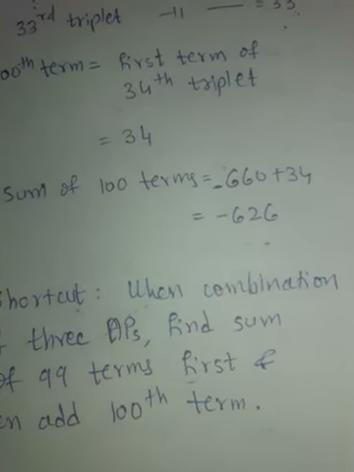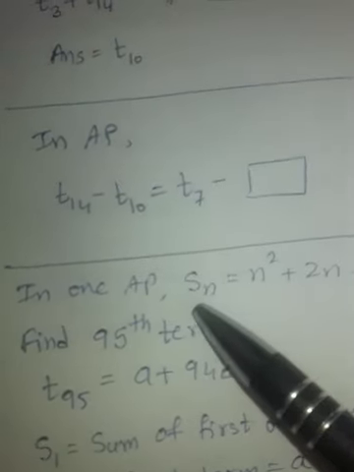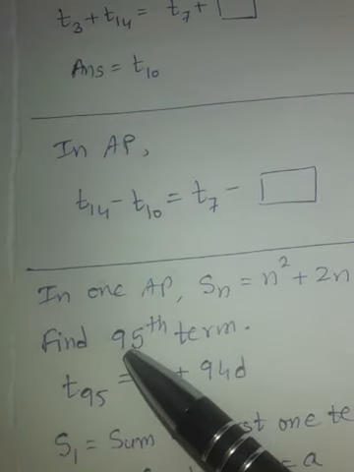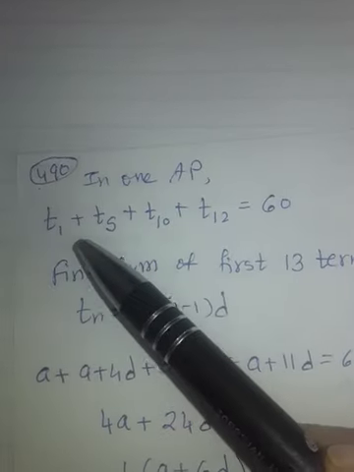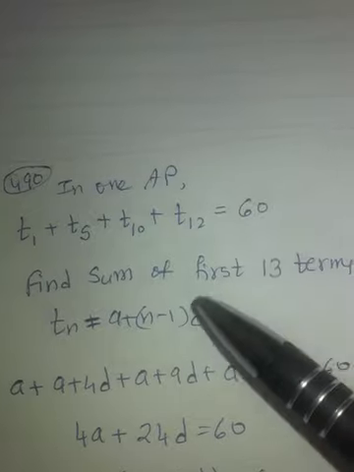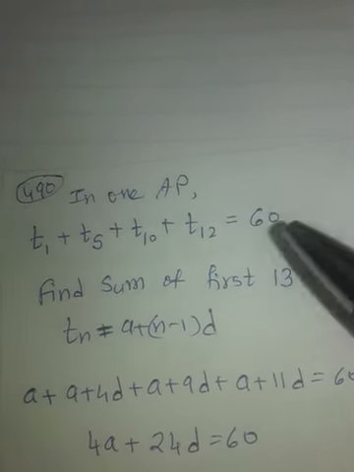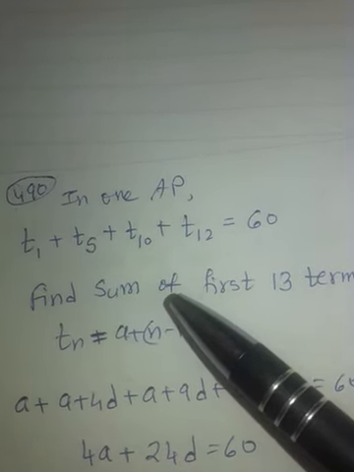In the next part again we are going to solve a few twisted examples like this, where Sn will be given in the form of a function of n and then you find the 95th term, or examples like this where you will be given the sum of a few terms and you will be asked the sum of say first 13 terms or whatever. So these types of problems we are going to solve in the next part.